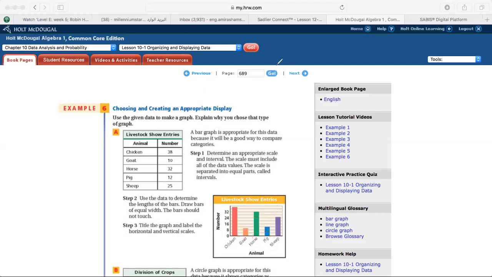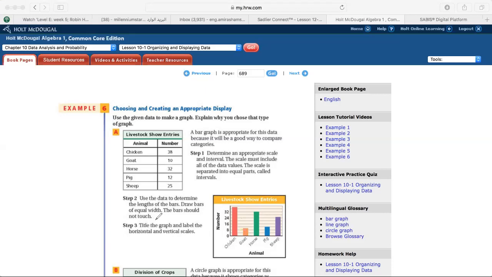Okay, girls? Then determine an appropriate scale. We have finished. Step 2, use the data to determine the length of the bars. Draw bars of equal width. The bars should not touch. Don't draw them touching each other like this. Okay? Leave a space and the spaces should be equal.